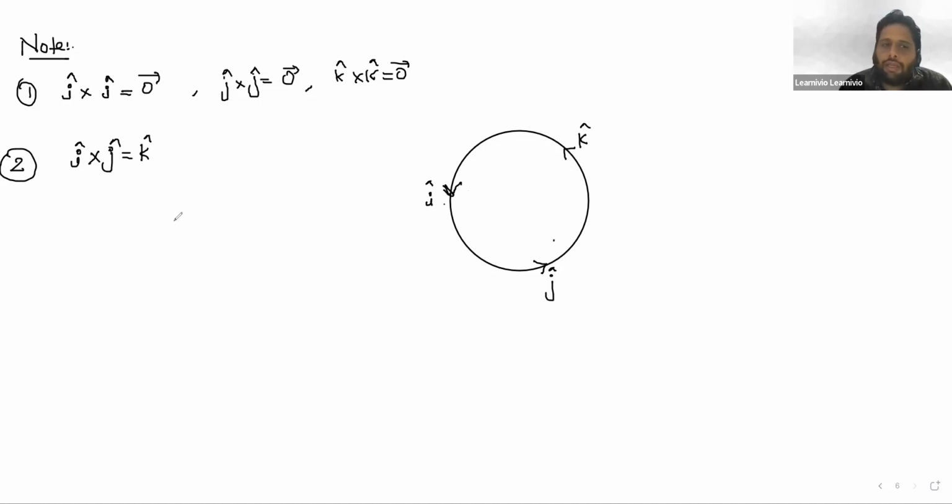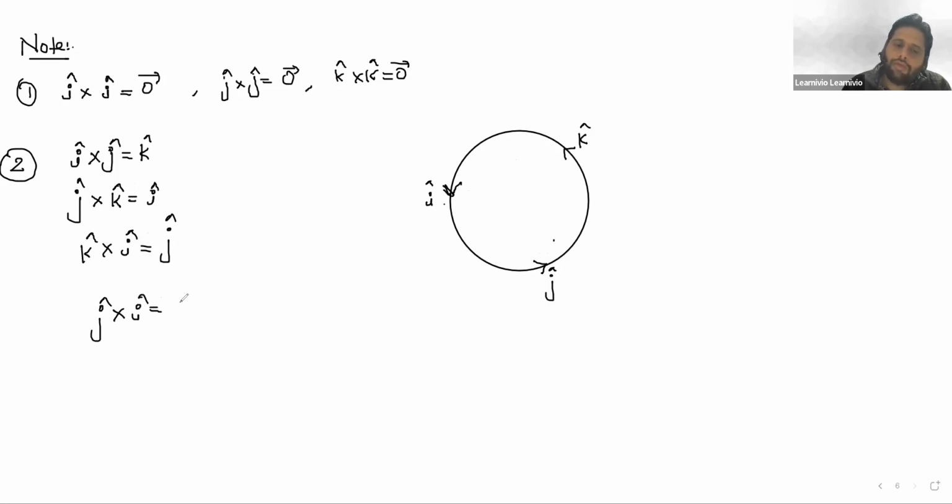Similarly, j cross k, who can tell me what is j cross k? I. Very, very good. If you are finding k cap cross I cap, it will give you j cap. But if you go in the opposite direction, for example clockwise, if you find j cross I, now the direction is opposite, so you will get minus k cap.